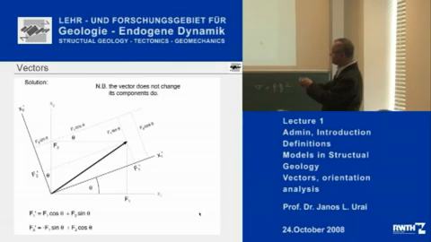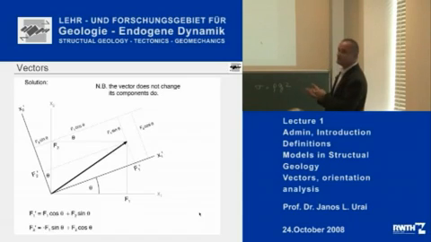That's quite simple. The F1 dash is F1 times the cosine of the angle of rotation between the two coordinate systems, plus F2 times the sine of the rotation. And the other one, F2 dash, is minus F1 sine theta plus F2 cosine theta.